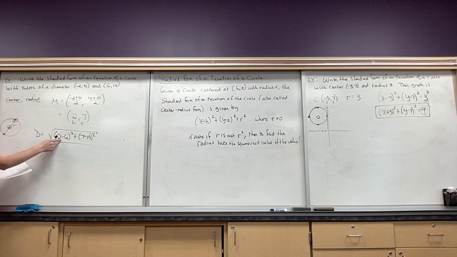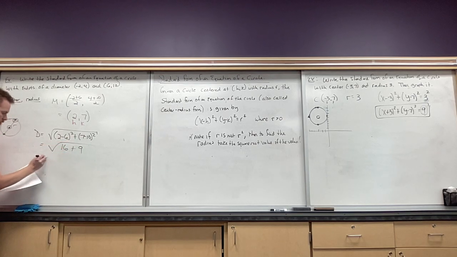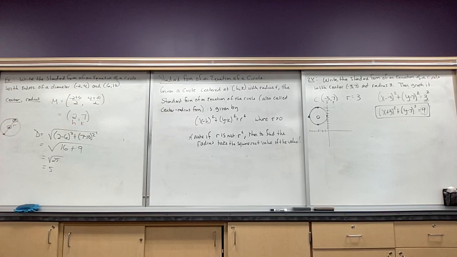So we get this to be -4. Squaring it gives me 16. -3 squared gives me 9. And hey, how about that? It comes out nicely. It's almost like I planned it that way when I made this. So we got a radius of 5.